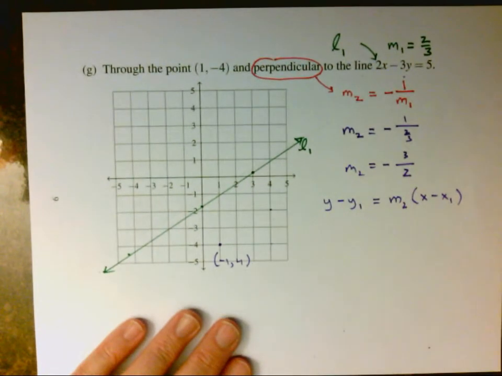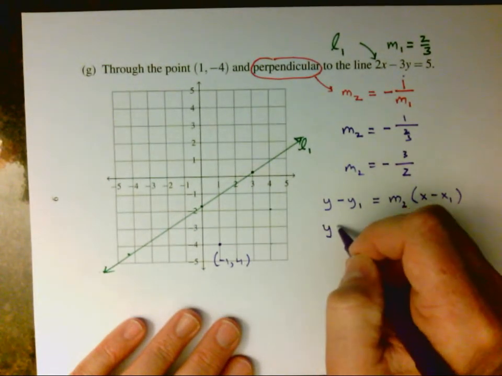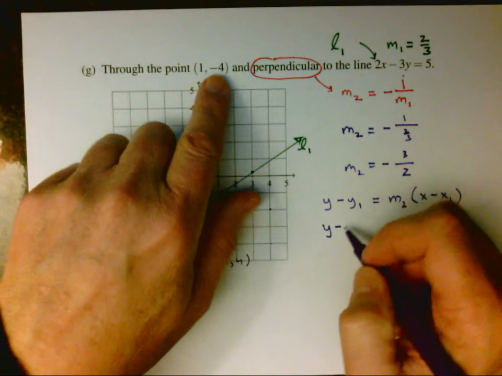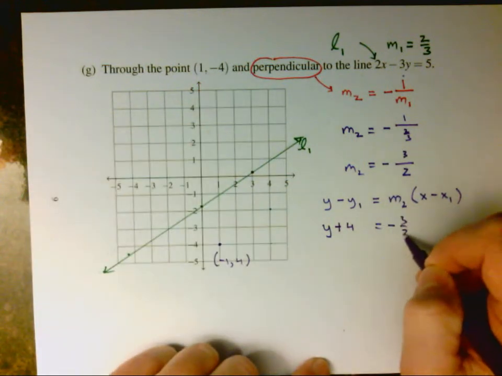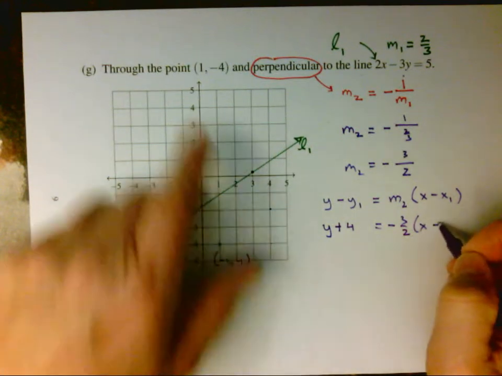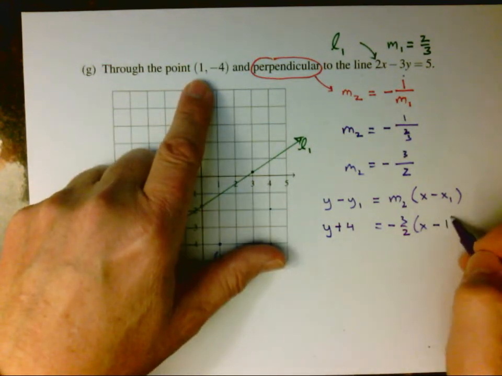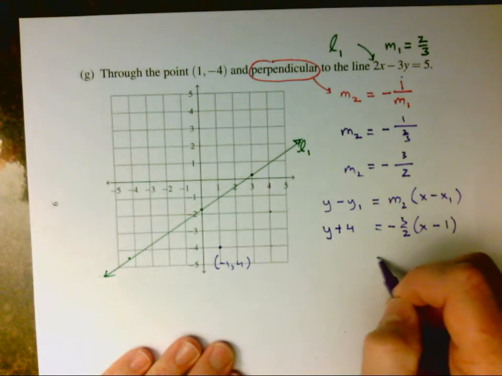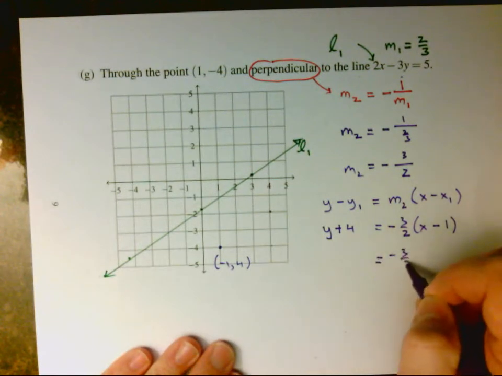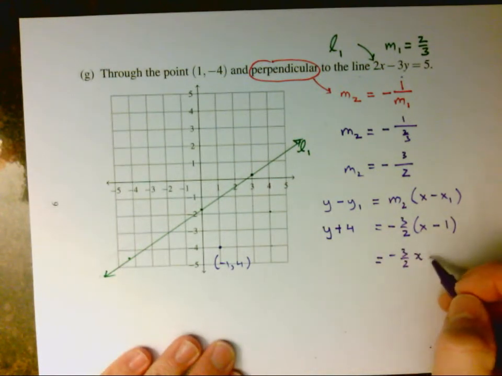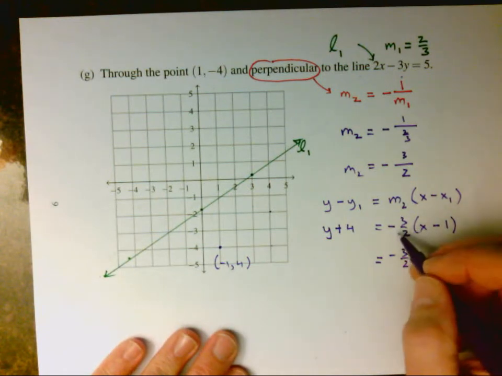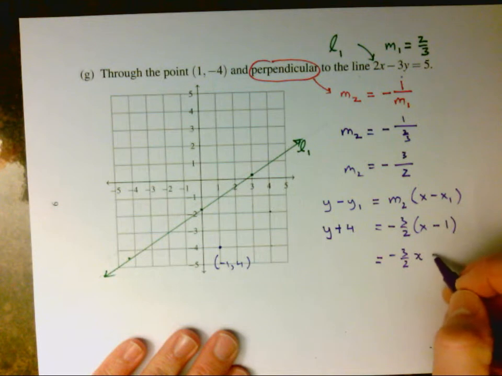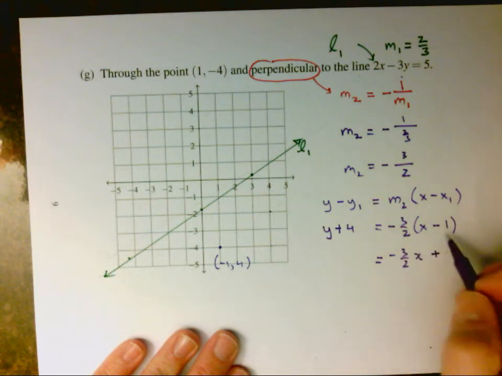So substitute the numbers in and see what we get. Y minus y1, well, y minus a negative 4, negative 3 halves x minus a positive 1 equals, well, distributing through the parenthesis on the right, negative 3 halves times x, then negative 3 halves times a negative 1. Watch when you distribute, watch the signs. It's easy to forget one.